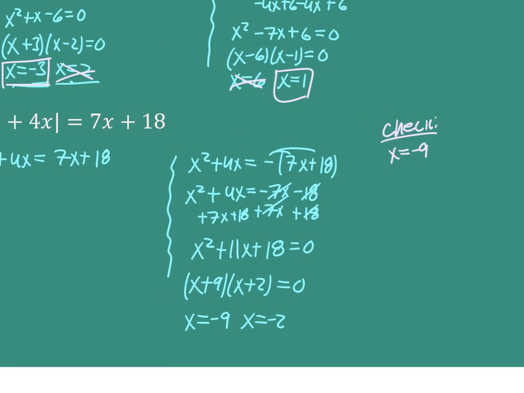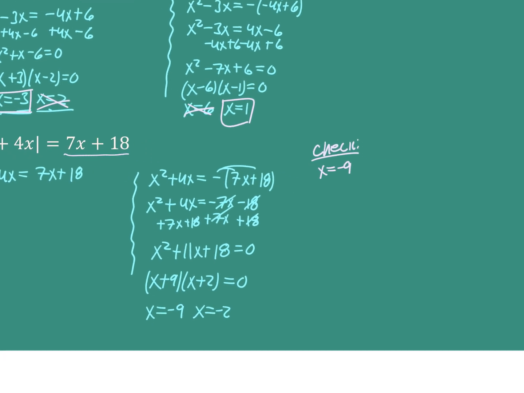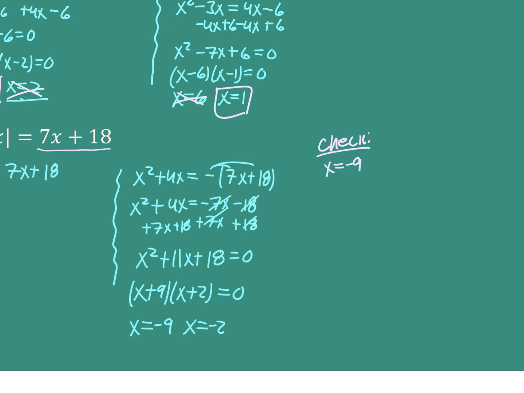Again, I'm going to plug it into the part that could give us an issue, because keep in mind, we don't want negatives on this side of our equal sign. If I get a negative inside our absolute value, that's fine, because it's going to become a positive, but on the outside it could give us an issue. So I'm going to plug in a negative 9 over there. This gives me 7 times negative 9 plus 18, which is negative 63 plus 18, which gets us a negative 45. That is a negative number, so negative 9 does not work.